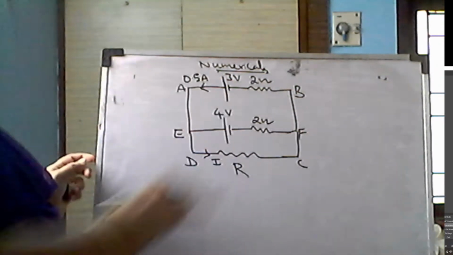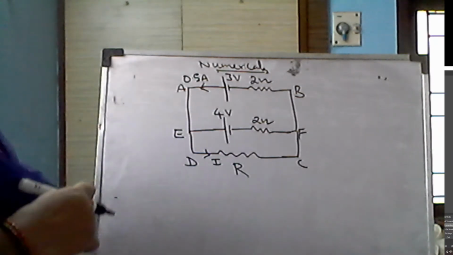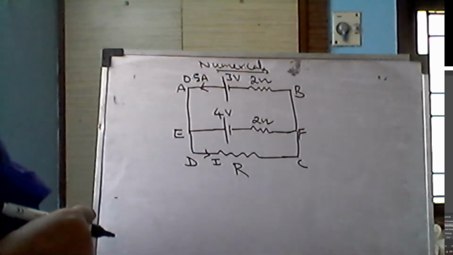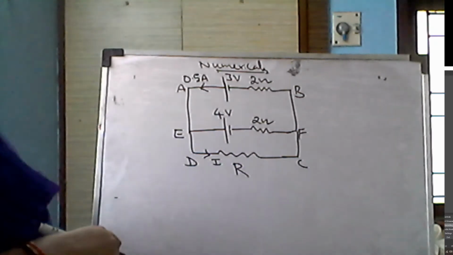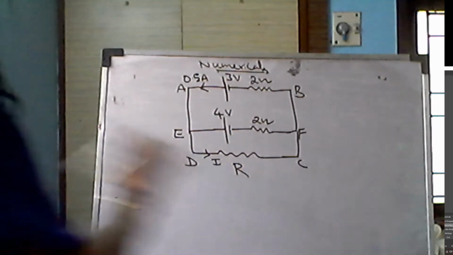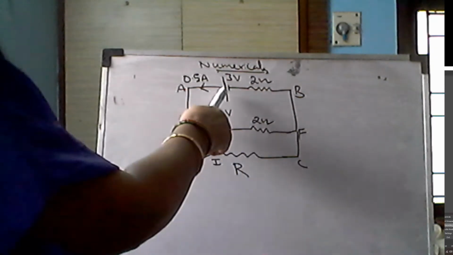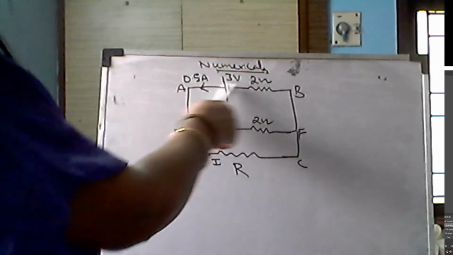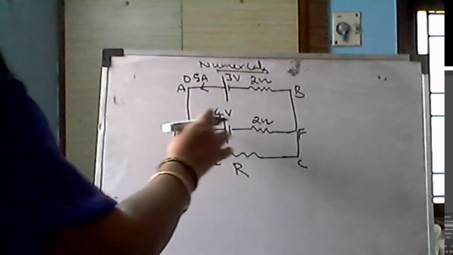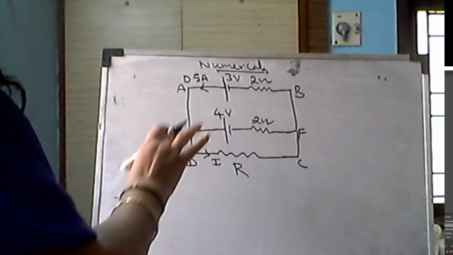So here, first numerical. Last class, on Monday, we have seen two numericals based on Kirchhoff's rule and Wheatstone bridge. Now again, one more numerical. You are provided with the circuit. Here the battery is connected, and the current coming from this is given as 0.5 ampere, and the current coming from this you don't know.